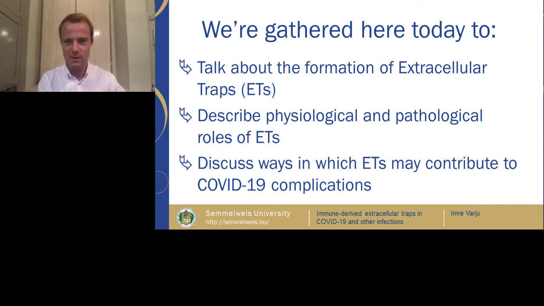The first thing that we're going to look through is the formation of extracellular traps: defining what they are, how they are formed, what forms and what different types they have, and also a little bit about their structure and what they're composed of. Then we're going to move on to describing the physiological and the pathological roles of these extracellular traps. It's a huge task, and it's impossible within the limits of this time, but we'll dig into some interesting physiological and pathological aspects.